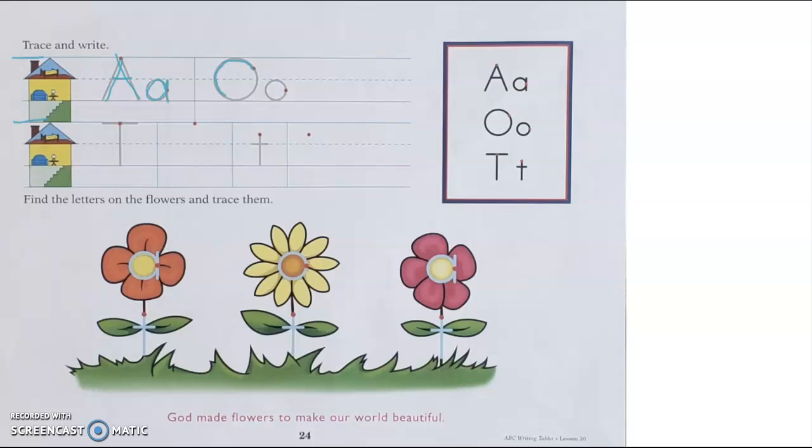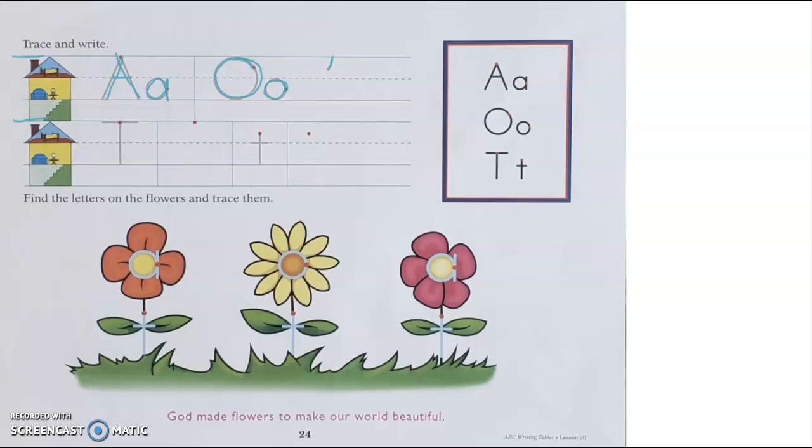O is a big ball. Lowercase o is a little ball. All right, slant, slant, push across. A ball, push up, pull down. A ball and a ball.